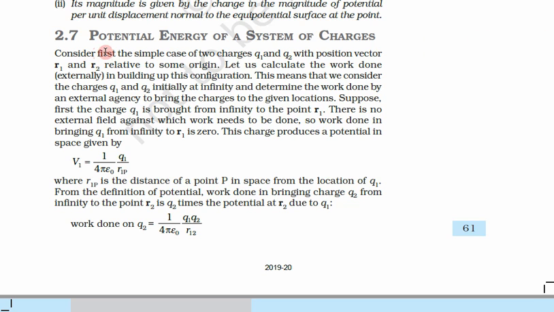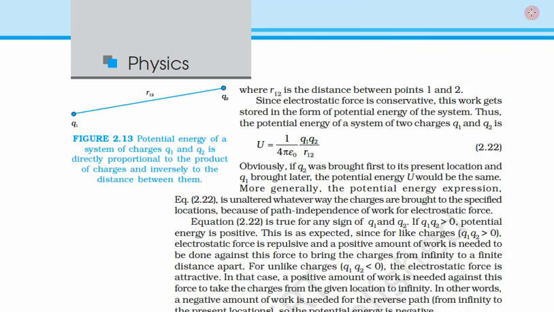Now let us start the new topic, potential energy of a system of charges. Till now we have been considering only a single charge and its potential energy. Now we will consider what happens to potential energy if there is more than one charge. First let us see this diagram.